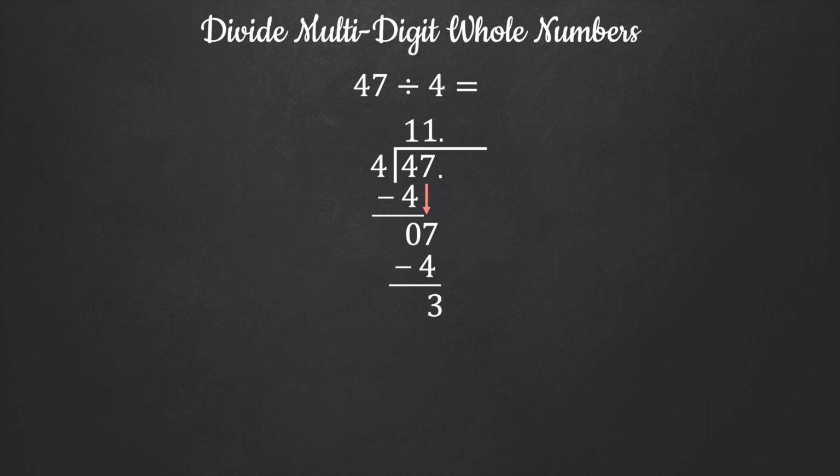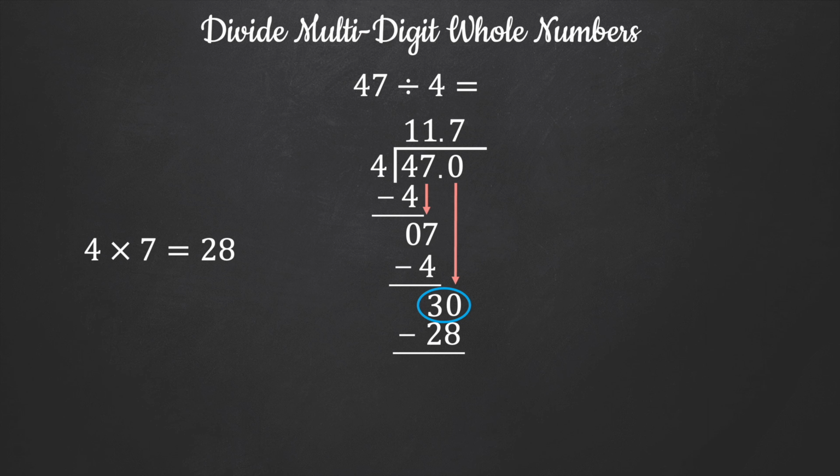Then we're going to go ahead and add a 0 and bring that down. We ask ourselves, how many times does 4 go into 30? And 4 goes into 30 7 times because 4 times 7 is equal to 28. And that's as close as we could get without going over 30. So 30 minus 28 is equal to 2.